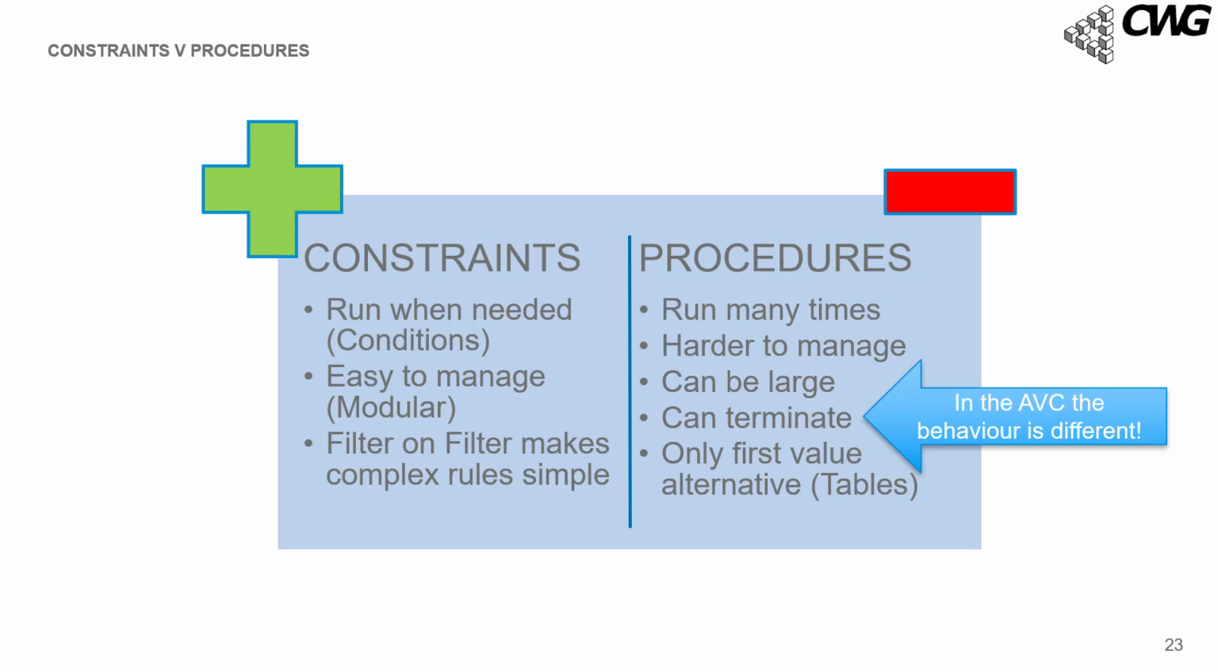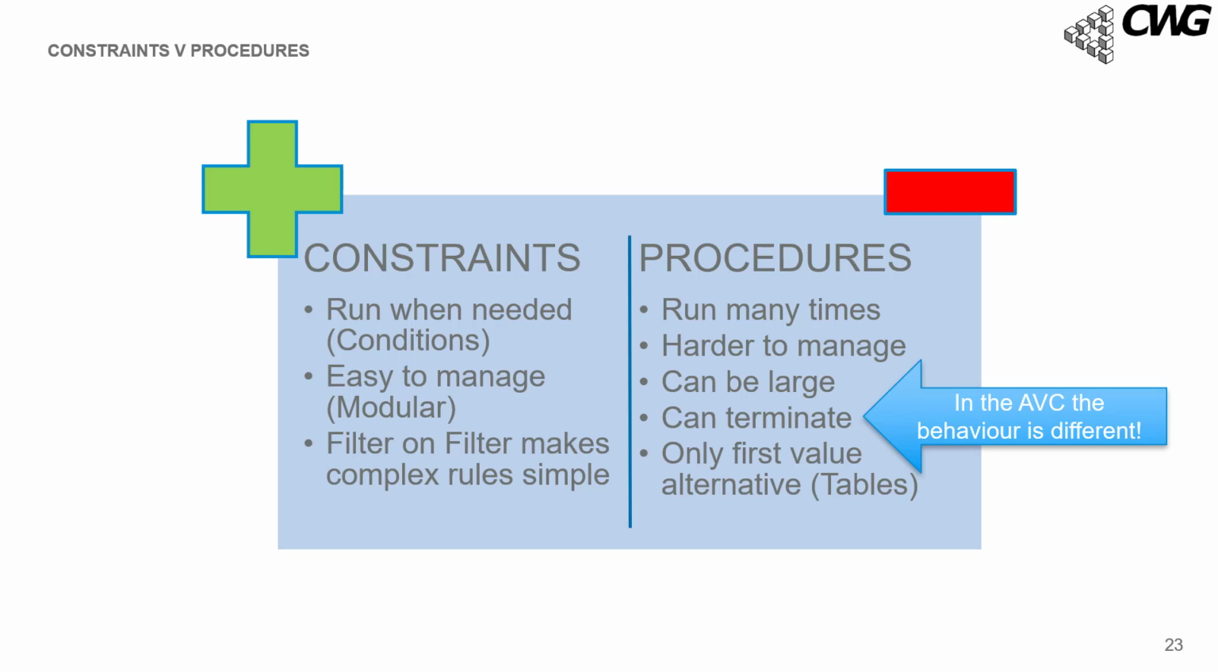Procedures are run many times, as there is not a condition to turn them off. They can be hard to manage because they can be long and complex. They can terminate, and that can be a bit invisible in LOVC, while in the AVC it will step over the termination. When reading variant tables, they only consider the first value as alternative.